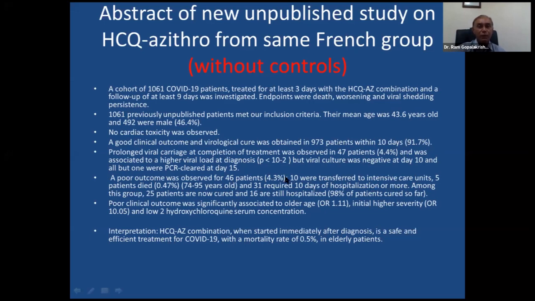But I thought the most important take-home point of this study was no cardiac toxicity was observed. So I think that's reasonable. If you put 1,000-odd patients on hydroxychloroquine and nobody has sudden death, that is reassuring. Their conclusion was that the combination of hydroxychloroquine and azithro, when started immediately after diagnosis, is a safe and efficient treatment. A little optimistic, I might think, because this is not at all a controlled study. We don't know what these patients would have done on their own, but still, let's see what happens when this actually gets published.